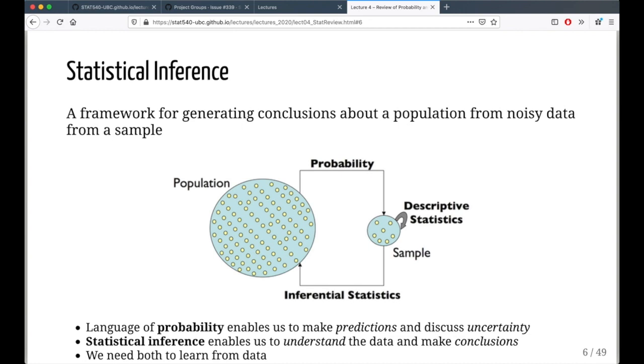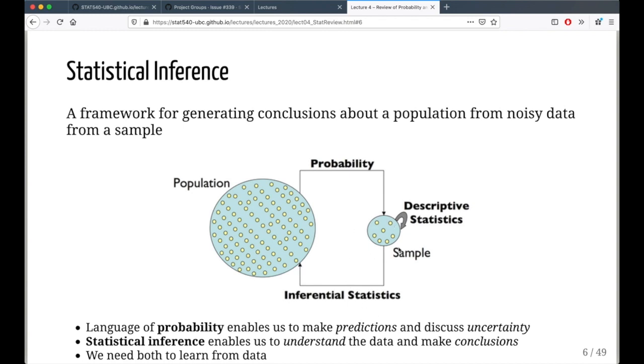So, taking a bird's eye view of the fields of probability and statistics. Statistical inference is one of the main workhorses for making conclusions about data. It's a framework for generating conclusions about a population from noisy data from a sample. The reason we need to bring in the language of probability is that this enables us to make predictions and discuss uncertainty. And statistical inference allows us to understand the data and make conclusions.